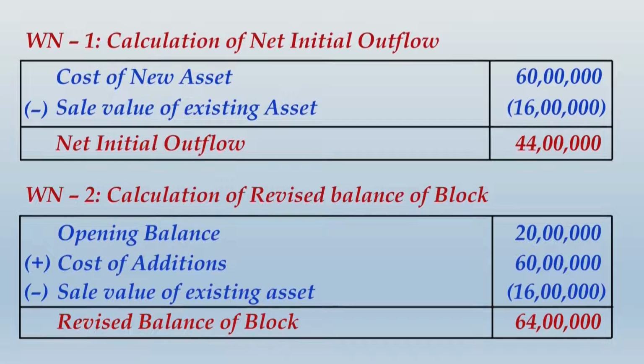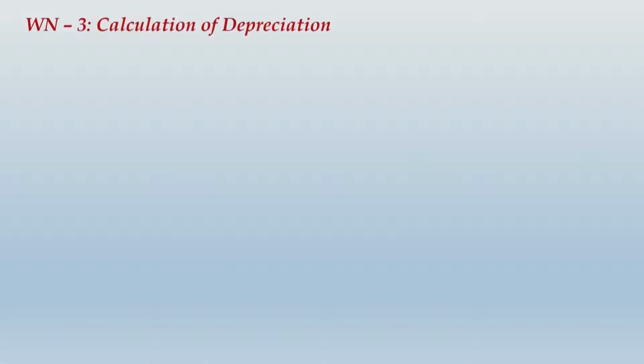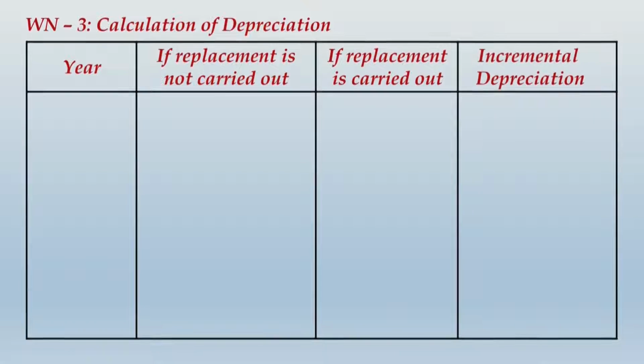Alright friends, once you have completed writing these couple of workings, the next follow-up working will be with respect to computing depreciation. Now here we have to be very clear about two different situations. One is if replacement is not carried out, then you continue to charge depreciation at 25% on your existing block balance, which is 20 lakhs. If replacement is carried out, then your balance of block revises to 64 lakhs and you will be charging 25% on 64 lakhs. But because depreciation is on WDV basis, the block balance keeps reducing under both the cases, and you know how to apply the WDV method of depreciation. I don't have to explain that to you.